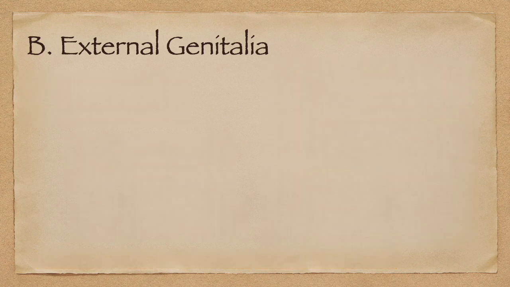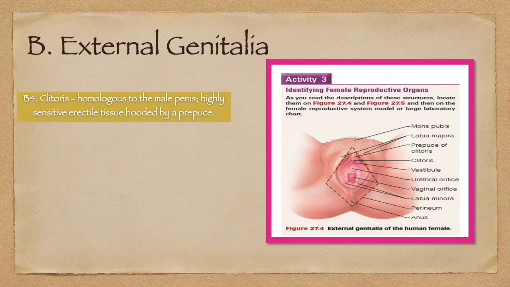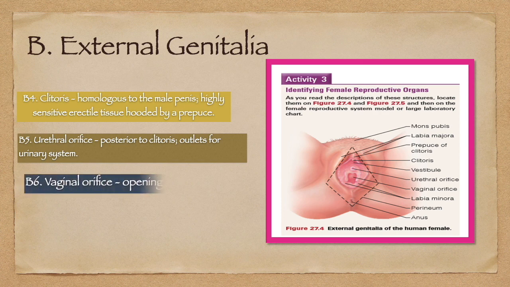Okay, next, we have the small protruding clitoris. What is the clitoris? It is homologous to the male penis, and it is likewise composed of highly sensitive erectile tissue, and it is hooded by a prepuce. The urethral orifice posterior to the clitoris is the outlet for the urinary system and has no reproductive function in the female. So next, we have the vaginal opening or the vaginal orifice.